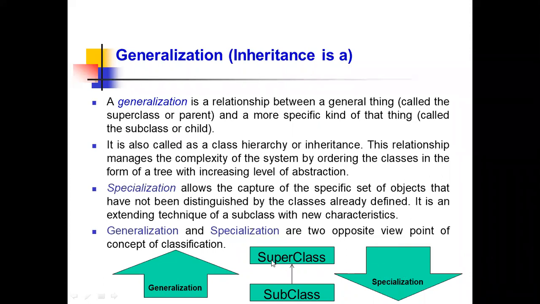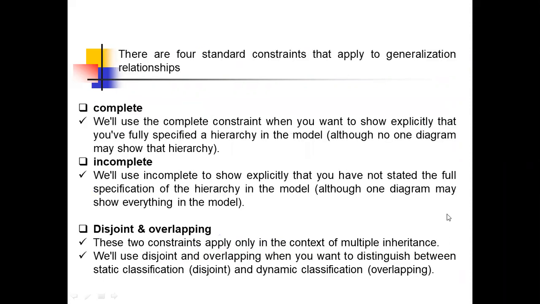Here you can see the example of superclass and subclass. See the directed plain arrow. This is superclass and subclass. This is the generalization. See the representation for generalization and specialization. There are four standard constraints that can be applied to the generalization relationship. In the last sessions, we have seen these four constraints: complete, incomplete, disjoint, and overlapping.